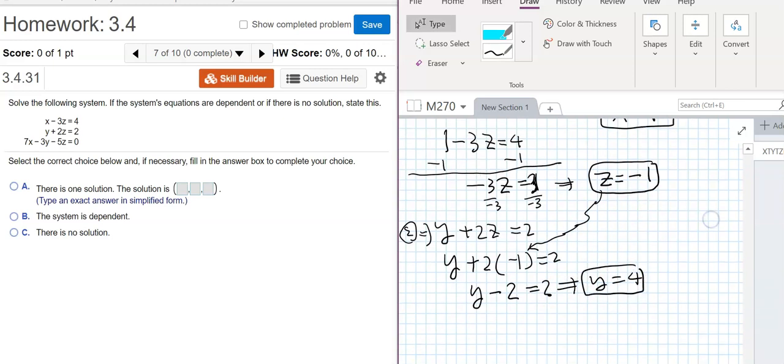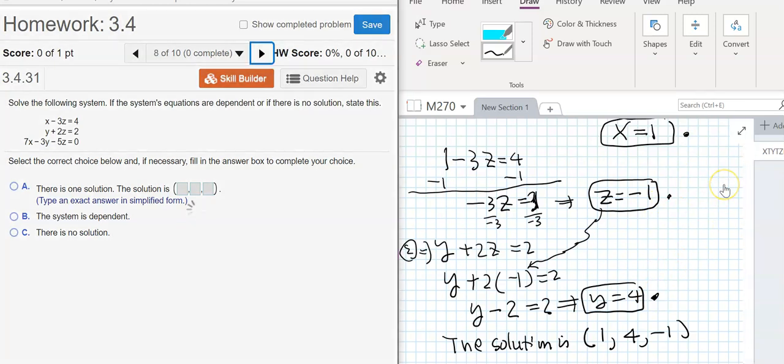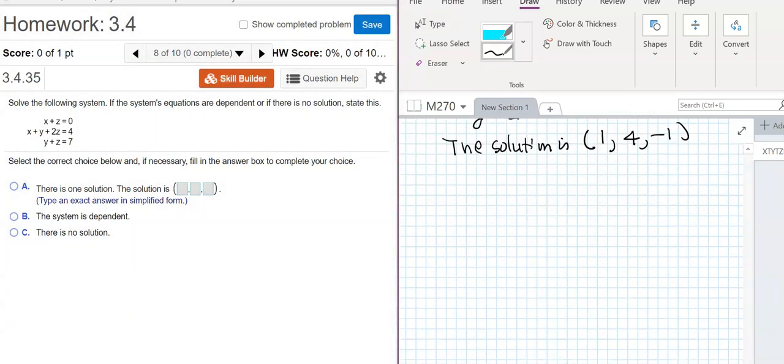So the solution is 1, 4, negative 1. Don't switch the order of x, y, and z. Okay, that was 7. Now let's go to 8.